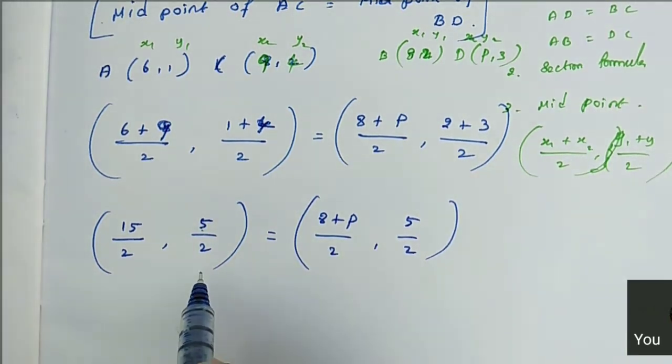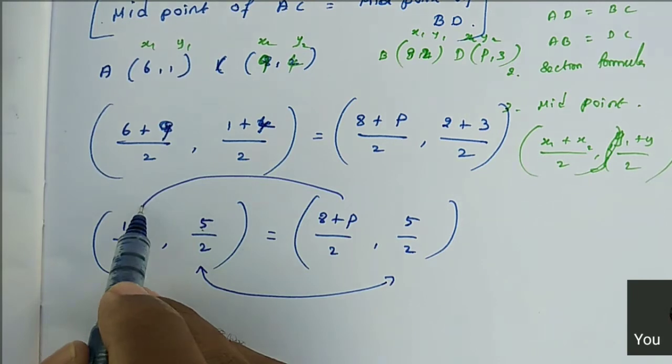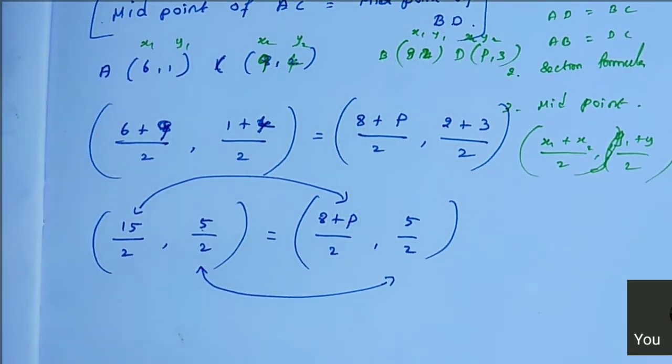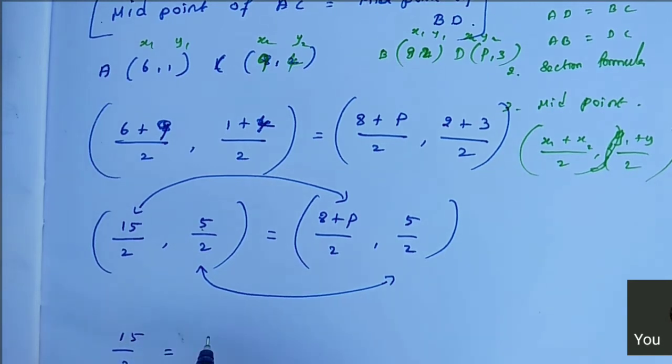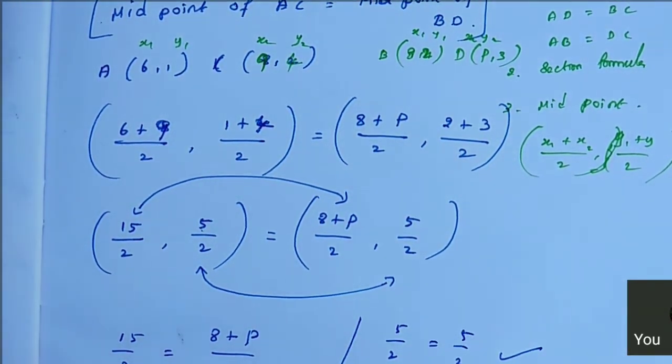Now see here, the points are the same. So the x coordinate is the same and the y coordinate is the same, because it is a midpoint: the diagonals are bisecting each other. So the midpoint of BD is equal to the midpoint of AC. So 15 by 2 equals (8 plus P) by 2, and 5 by 2 equals 5 by 2. Now from this you can find the P value.